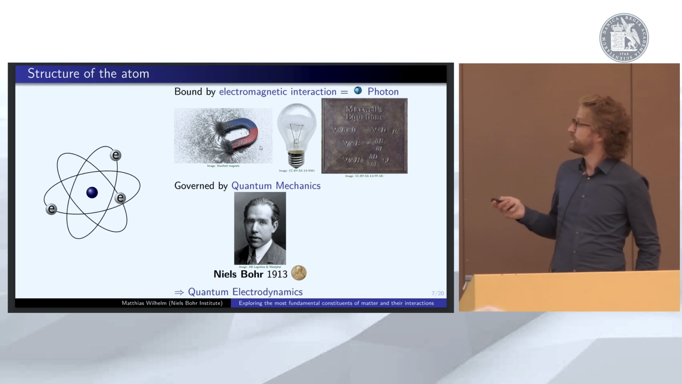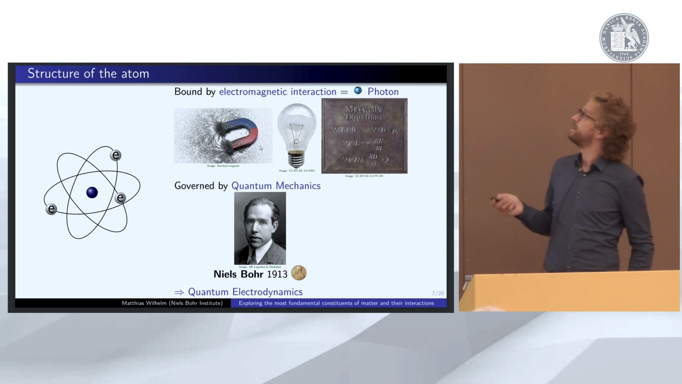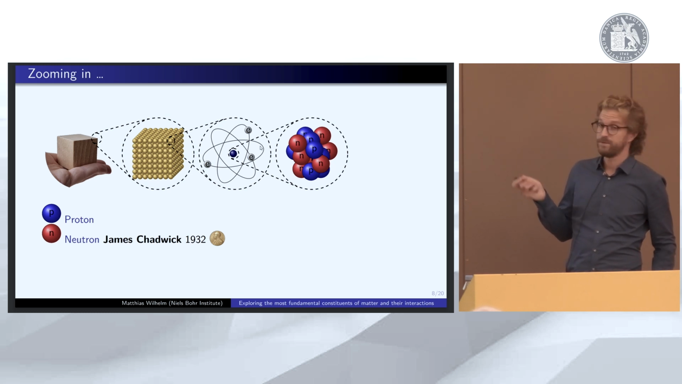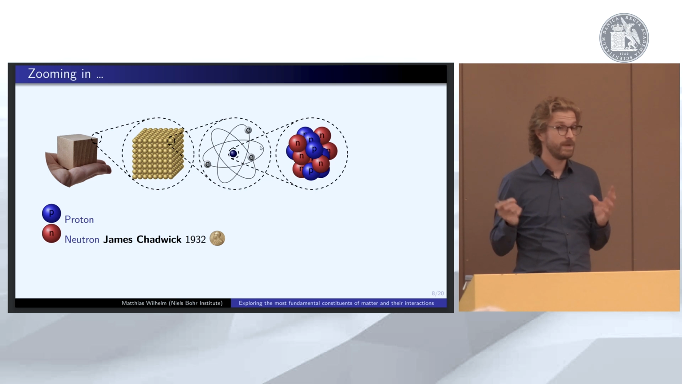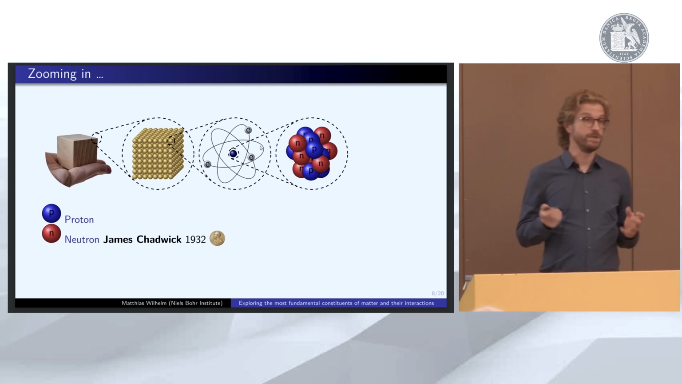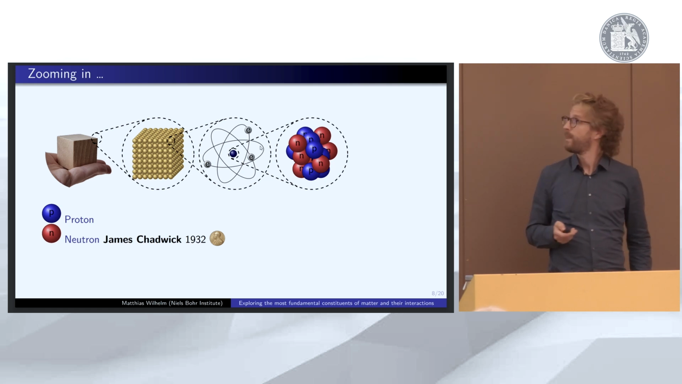Later, this was expanded to the theory of quantum electrodynamics. The nucleus, as we can find with further scattering experiments, is built up from protons and neutrons, the neutron having been found by James Chadwick in 1932.